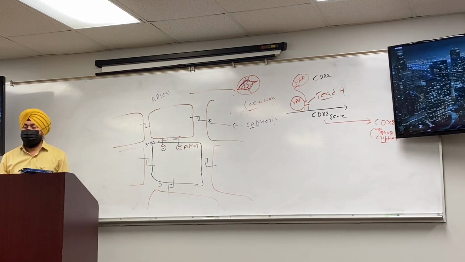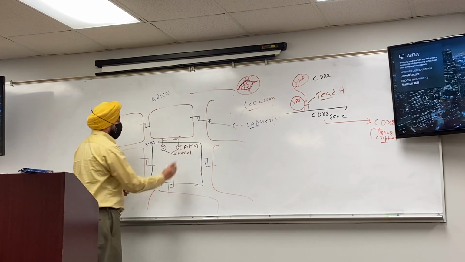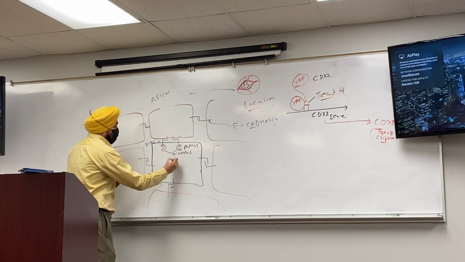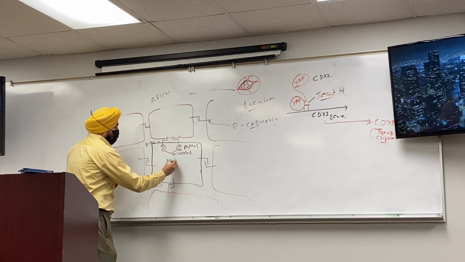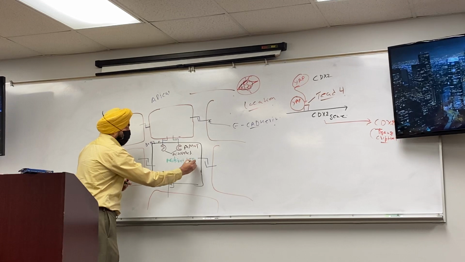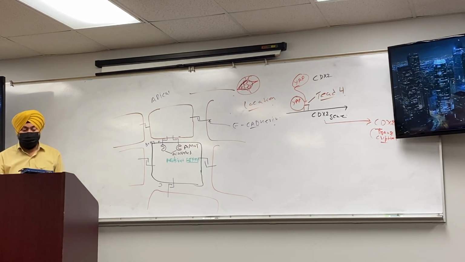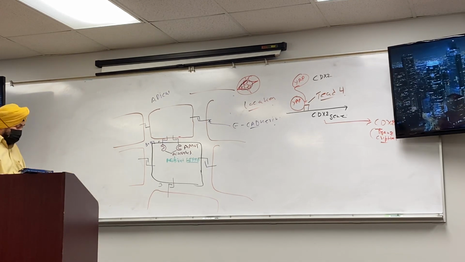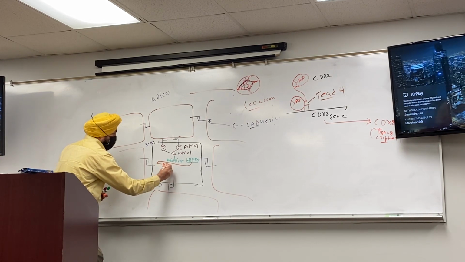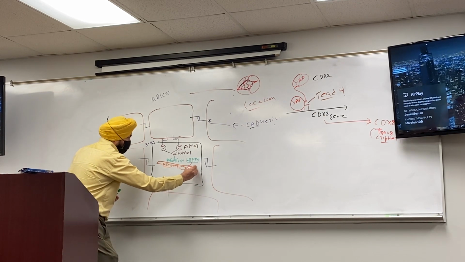This AMOT protein is activated. When this AMOT is activated, it goes down and activates another protein called HIPPO. Now this HIPPO protein, once it is activated, activates another protein called YAP.